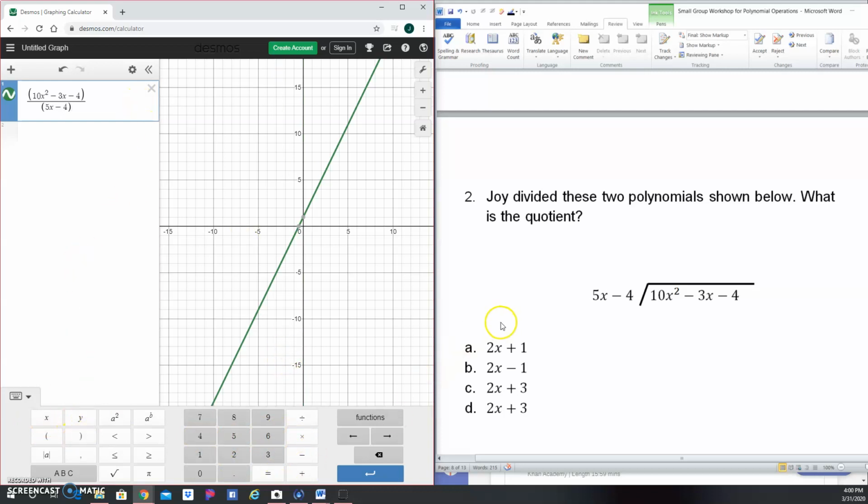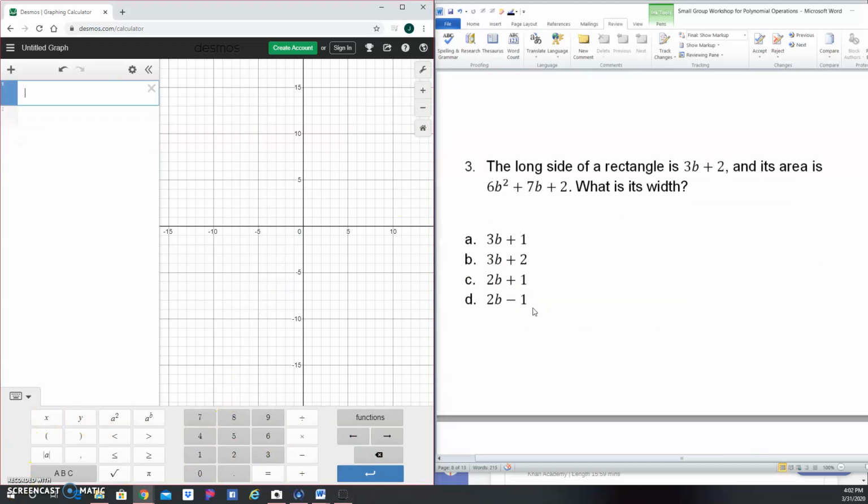Your quotient is the one that goes on top of it, so let's begin typing this up. So 2x plus 1 went on top. So in this case, the answer is letter A. Alright, let's go ahead and proceed to example number 3.